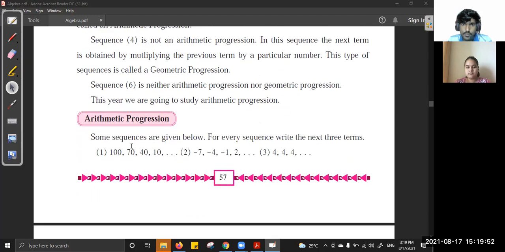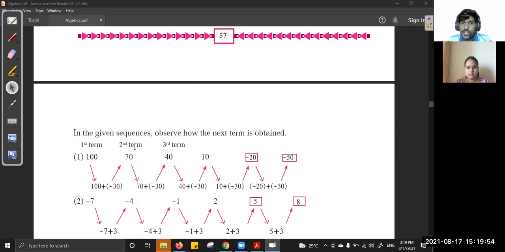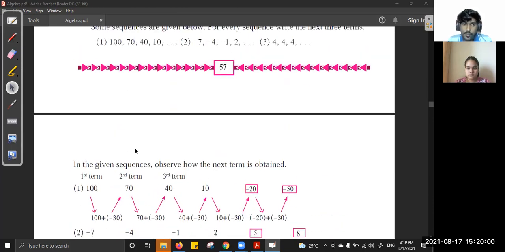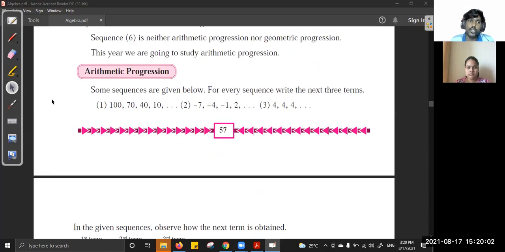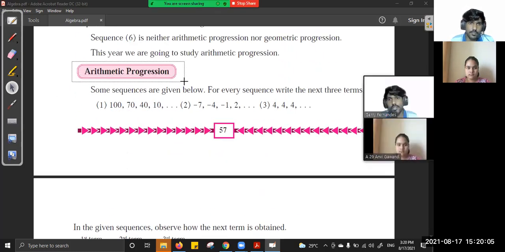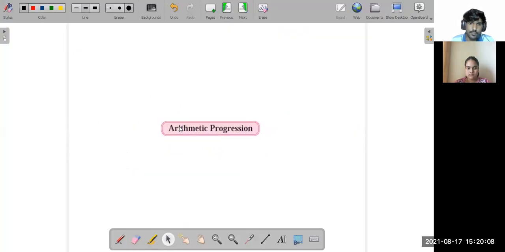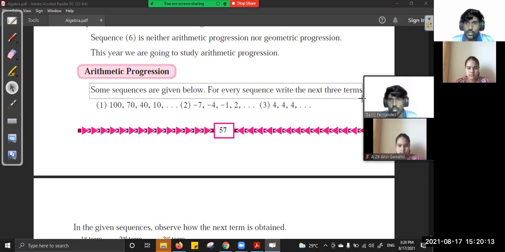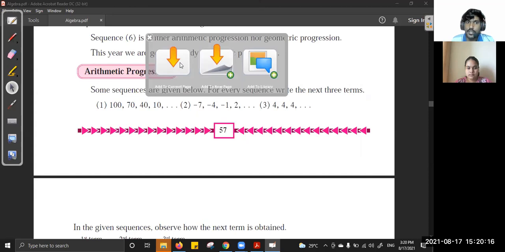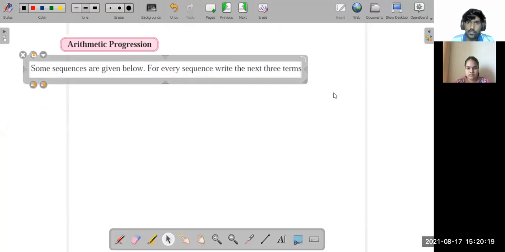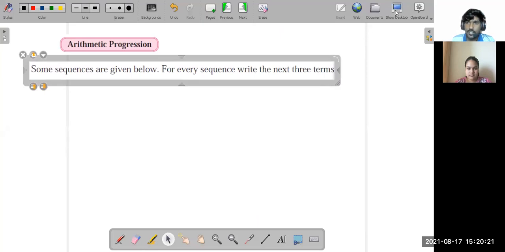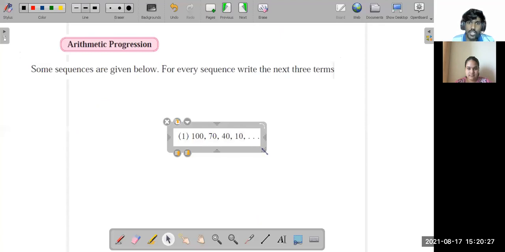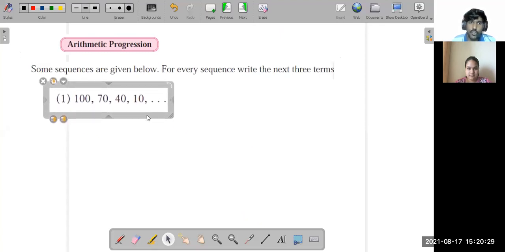Now let us see some sums involving AP, how to get the next term in an AP. So you see this one. Arithmetic progression. Some sequences are given below. For each of the sequences, you have to find the next 3 terms. So the first sequence is 100, 70, 40, 10.